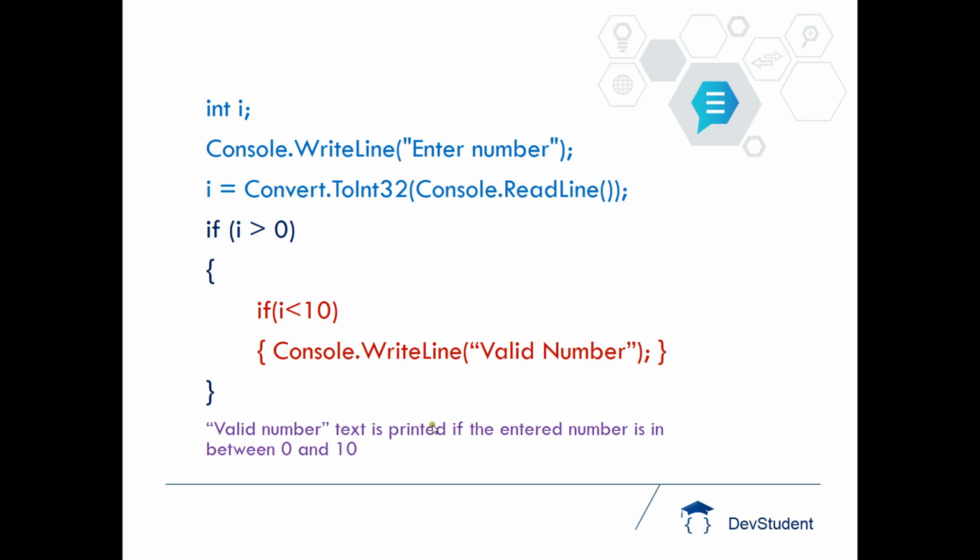That is, the text "valid number" will be printed on the output screen. So here you can see the note saying that the valid number text is printed if the entered number is between 0 and 10, that is, it should be 1 up to 9. I'm going to show you the same in my Visual Studio in my demo.